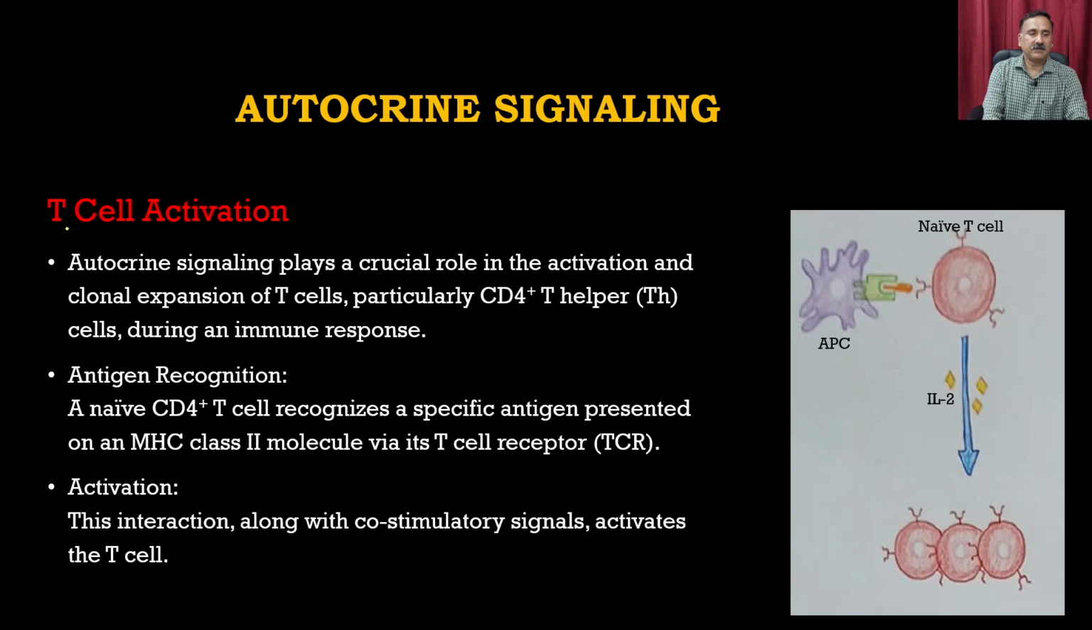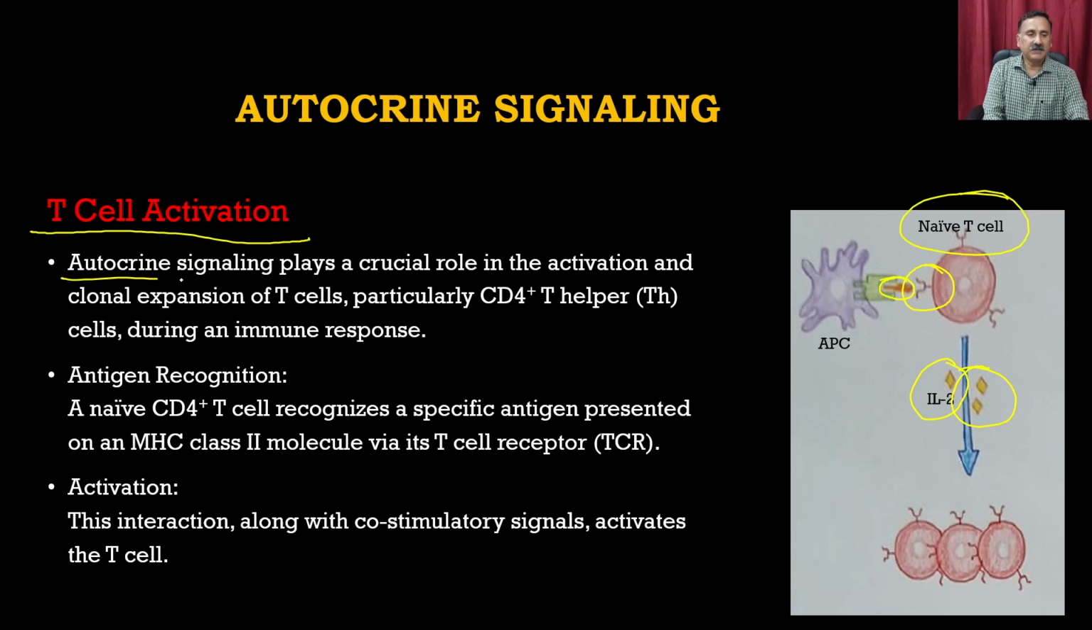So we have an example of T cell activation. This is the antigen presenting cell, and this is the naive T cell. When the antigen presenting cell presents the antigen on the MHC, it is recognized by the T cell receptor present on the T cell, and that's how it secretes IL-2. Then this IL-2 binds onto the T cell, and that's how it converts this naive T cell into an activated T cell.